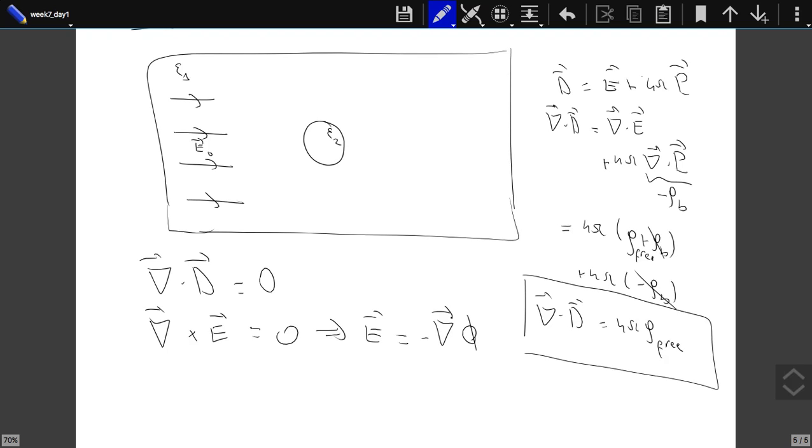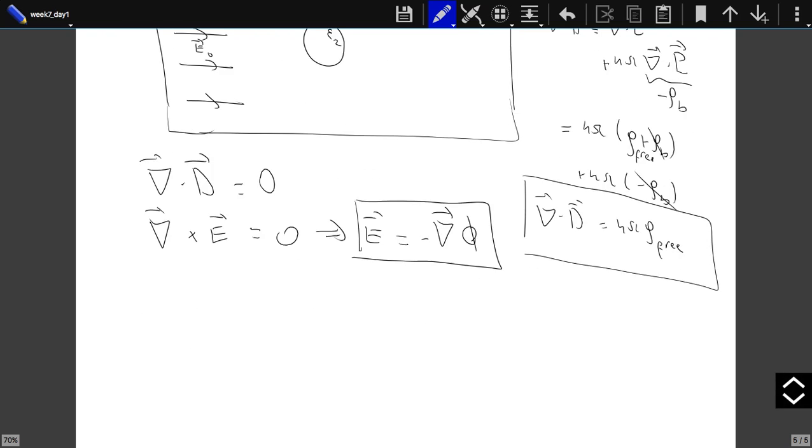What is the curl of the electric field? It is always zero. Whether you are in medium or not, the curl of the electric field is always zero, which tells us that the electric field can always be written as the gradient of some potential. This is always true in electrostatics.